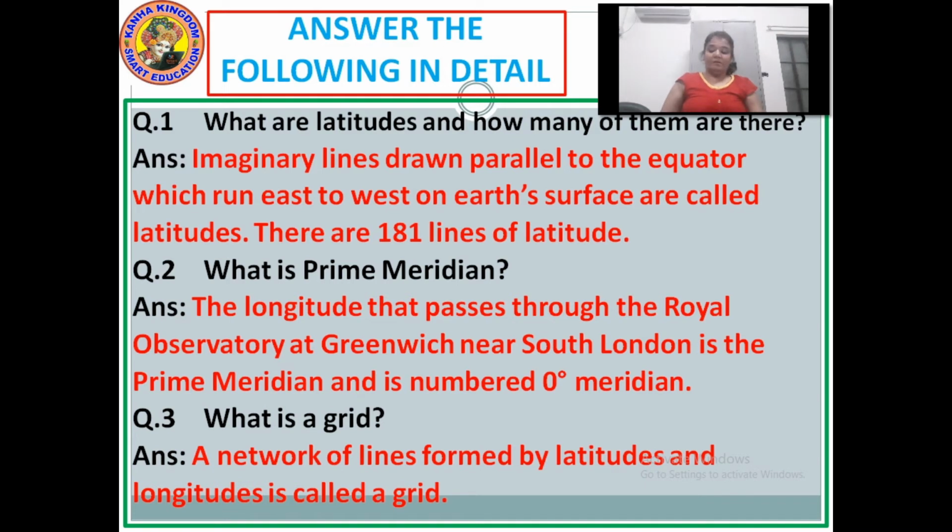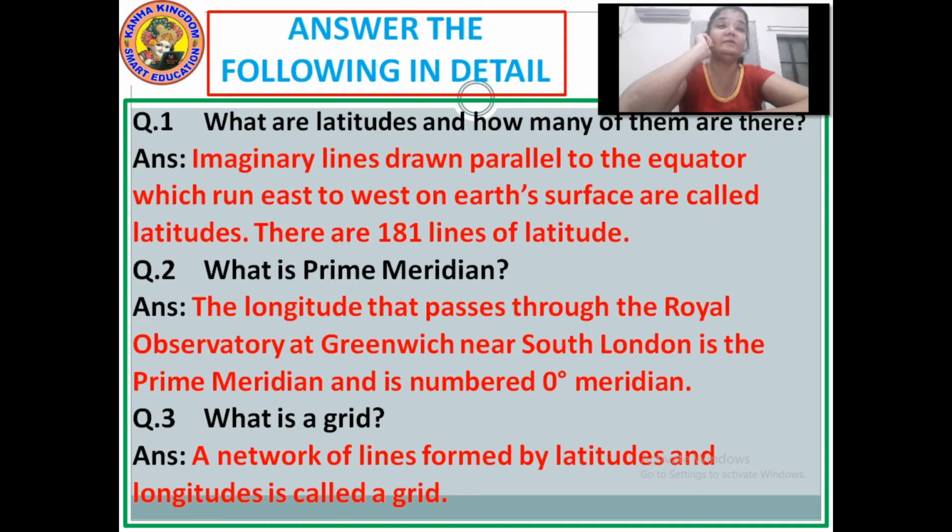Answer: the network of lines formed by latitudes and longitudes is called a grid. The network of lines formed by latitudes and longitudes is called a grid. Written.